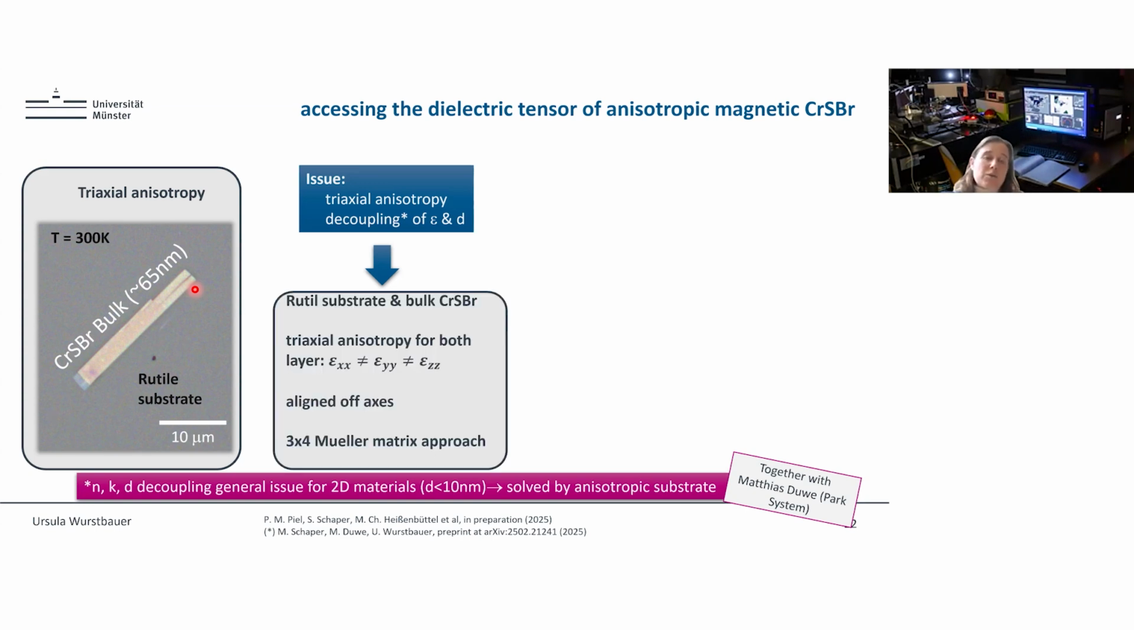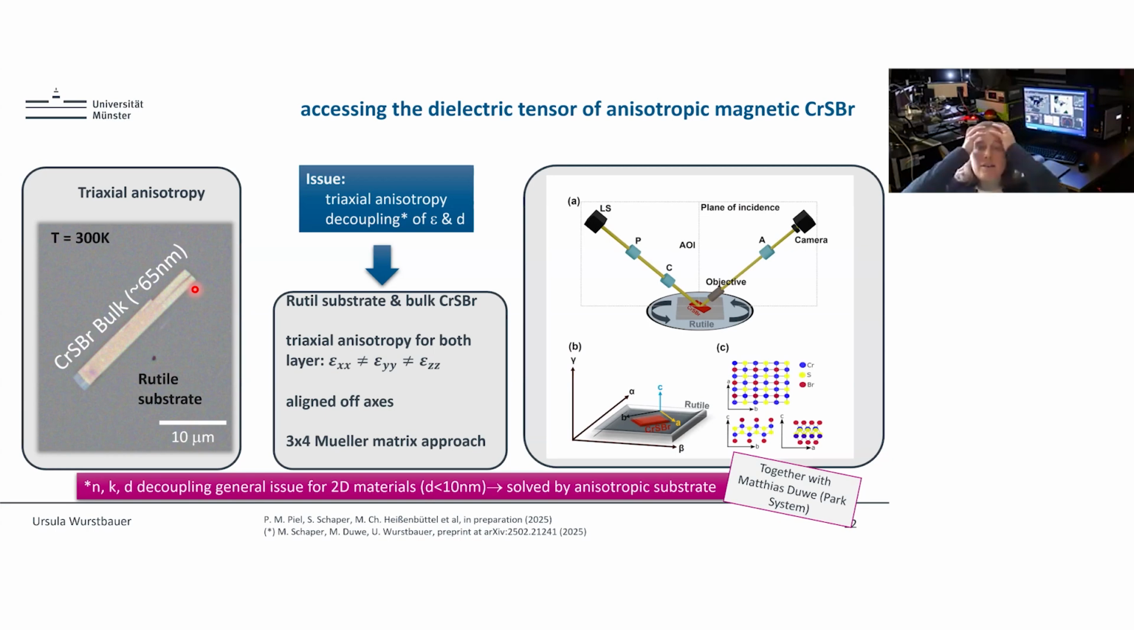And in our case, we use this approach to get access to the dielectric properties of chromium sulfur bromide. Even though we show here bulk material, we also studied very thin layers. We placed it on a rutile substrate, which is highly anisotropic, aligned off axis. And due to the anisotropy, we used the Müller matrix approach to get access to the data. And here is a very brief sketch of how the crystal structure and the setup look.